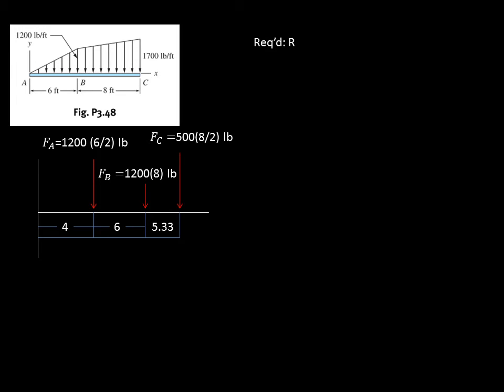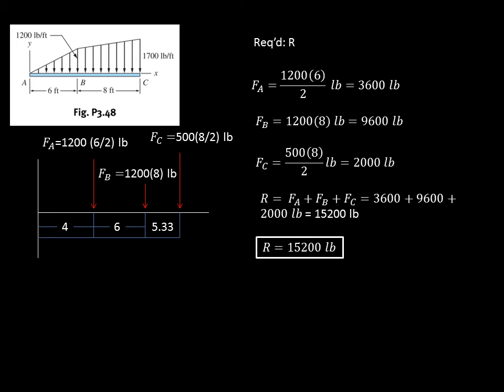Now that we are able to transform the distributed load into 3 individual forces, let's find the resultant force of the system. We must add up all the forces to solve for the resultant force. We then find the point of application of the resultant force.